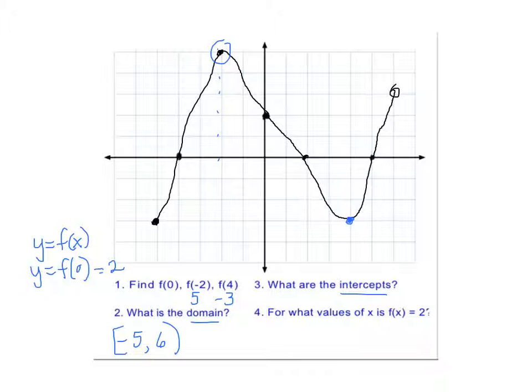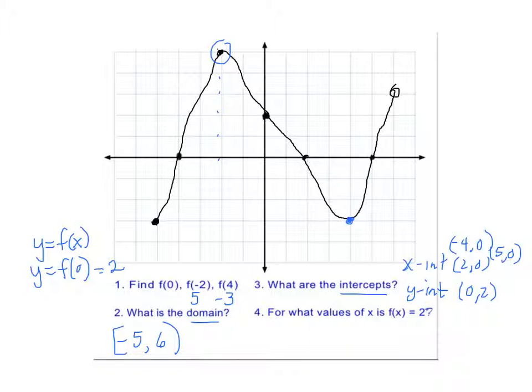Number 3 says, what are the intercepts? Okay, what are the intercepts? Well, am I talking about just x-intercepts? No. I'm going to have x-intercepts and a y-intercept. And if it's a function, it will only have one y-intercept. The y-intercept is at 0, 2, and the x-intercepts are where it crosses the x-axis. There are 3 of them. And if I list them as points, I have 1, 2, 3, negative 4, 0. I have 2, 0. And I have 3, 4, 5, 0.